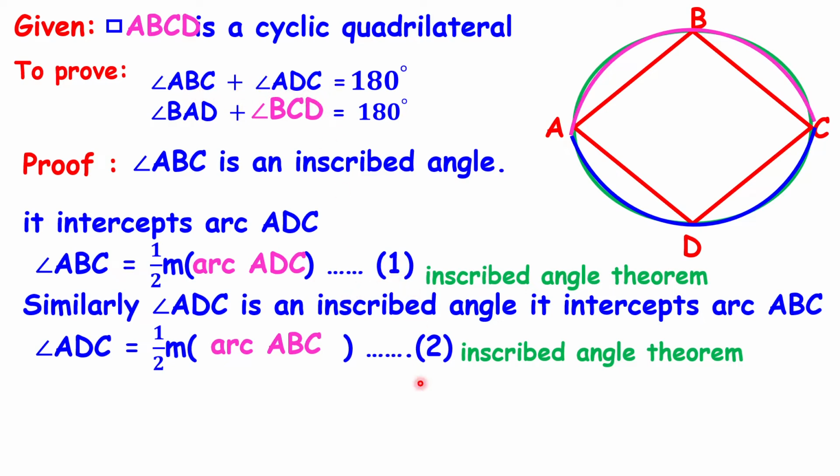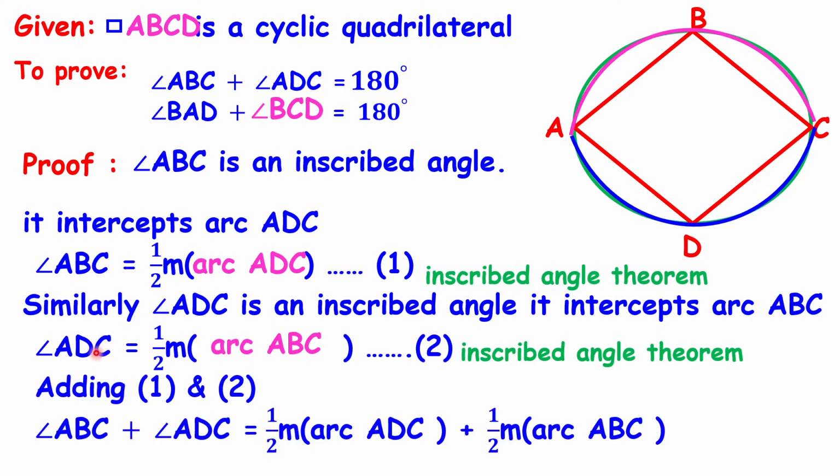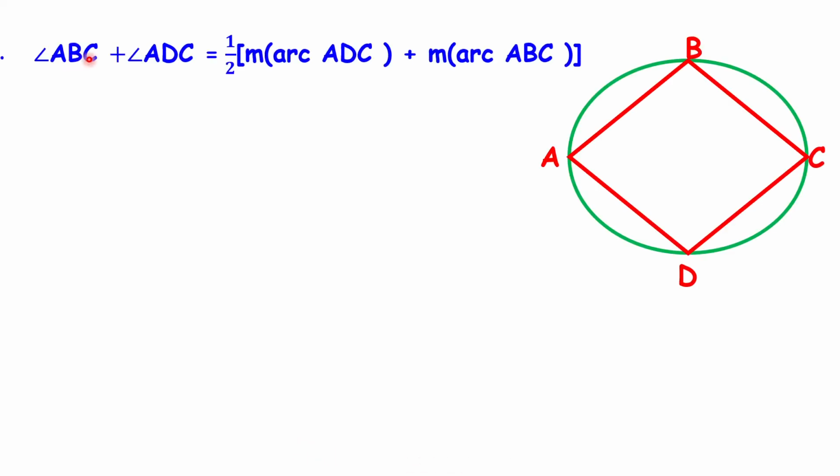We have to take addition of angle ABC and ADC. Therefore, adding equation 1 and 2. LHS of equation 1 is angle ABC plus LHS of equation 2 is angle ADC is equal to RHS of equation 1, 1/2 into measure of arc ADC, plus RHS of equation 2, 1/2 into measure of arc ABC. Take 1/2 common, we will get angle ABC plus angle ADC is equal to 1/2 into bracket measure of arc ADC plus measure of arc ABC.